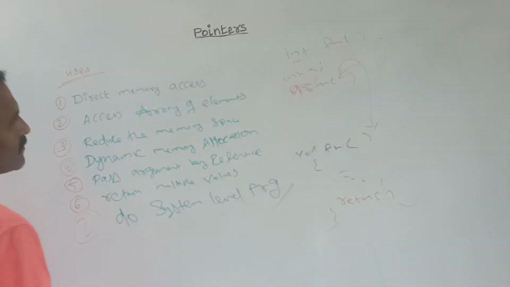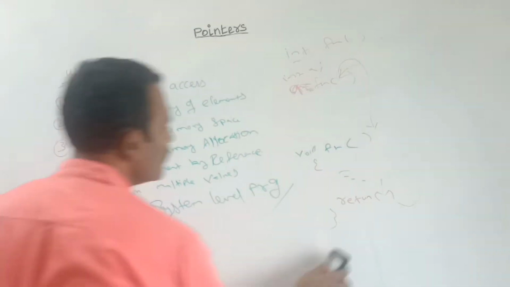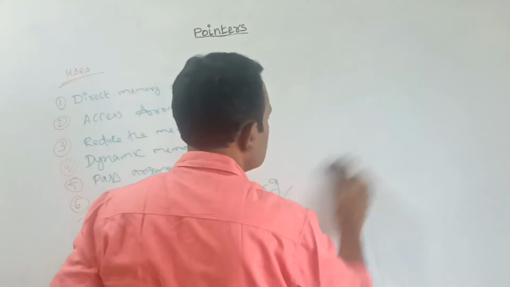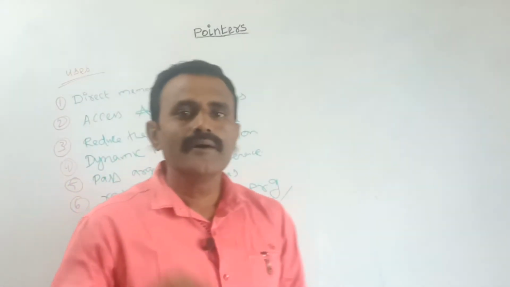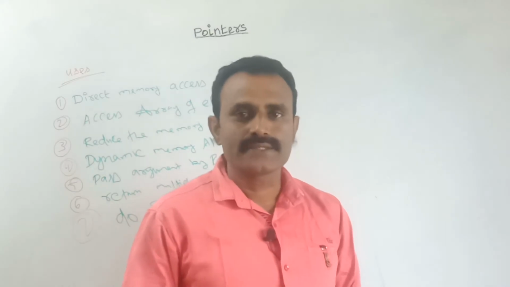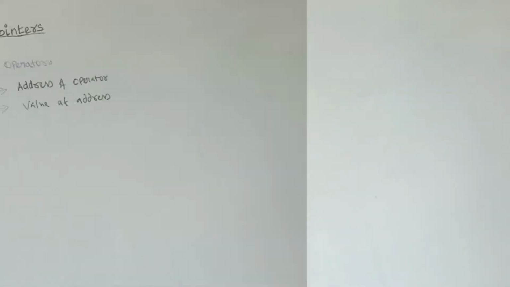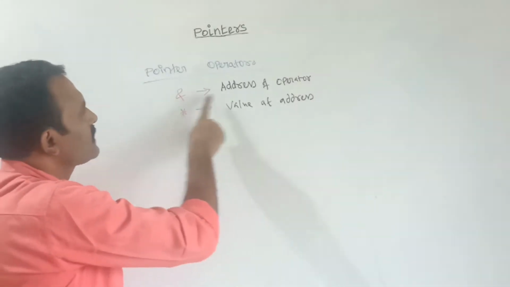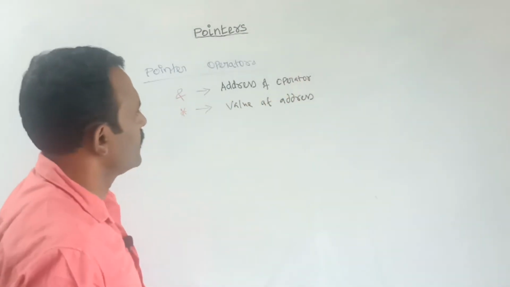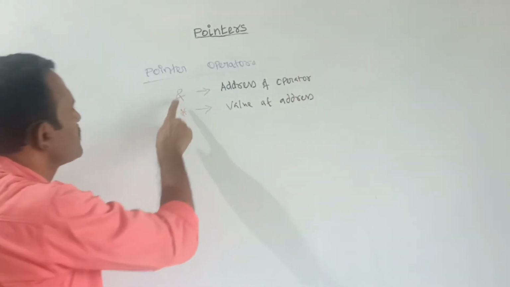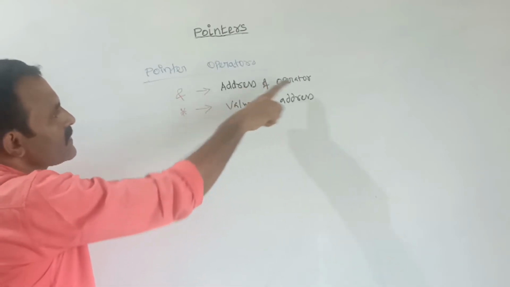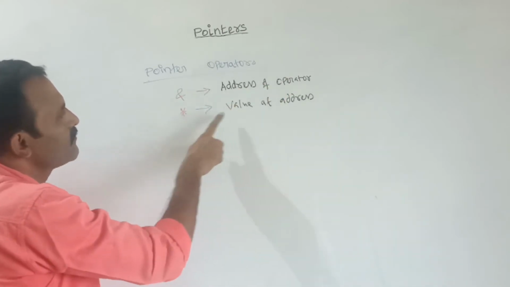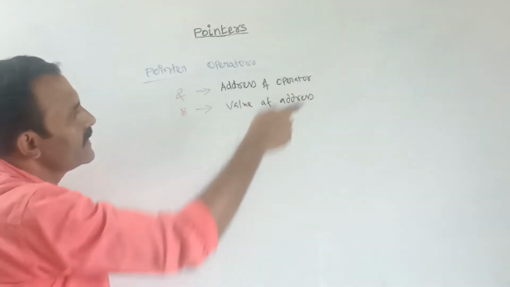We can do system level programs. So these are all the uses of pointers. Now let us see pointer operators. The first one is the address of operator. This ampersand symbol denotes the address of operator. Next, this star symbol denotes the value at the address.